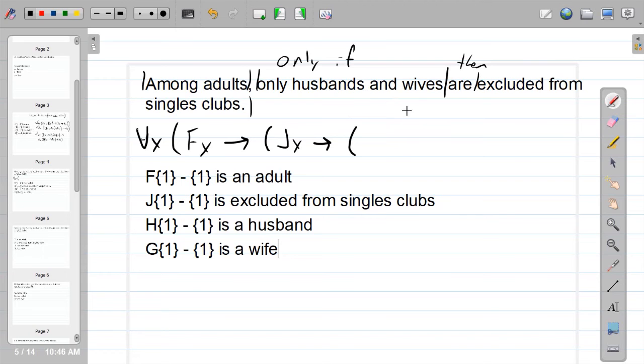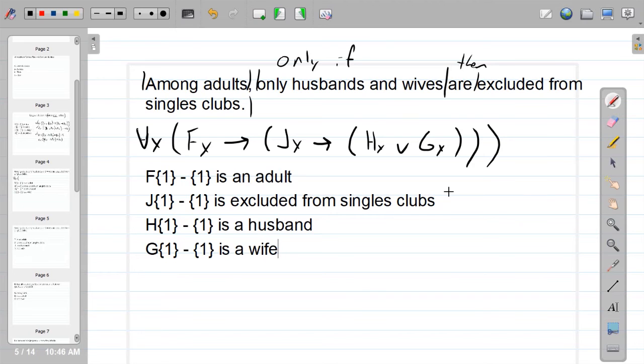So husband or a wife. Is that enough brackets? Nah, let's add one more for safety. All right. So among adults, only husbands and wives are excluded from singles clubs. Now let's read it in logic-ese. For all objects, if that object is an adult, then if that object is excluded from a singles club, then that object is either a husband or a wife.